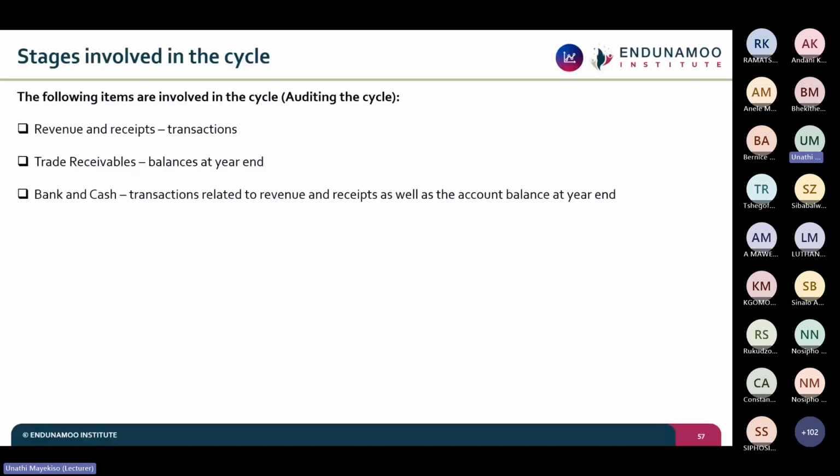Then the stages involved in the cycle, or rather the financial statement line items. Your financial statement line item is revenue, and the function it holds is that it is a transaction. Then you have trade receivables, a line item whose function is that it holds your balances at year end. And then you have bank and cash, or cash and cash equivalents, whatever you'd like to call it. Those are where your transactions go in and out as they relate to revenue and receipts. As you sell things and receive money from customers, it goes in and out of your bank account.